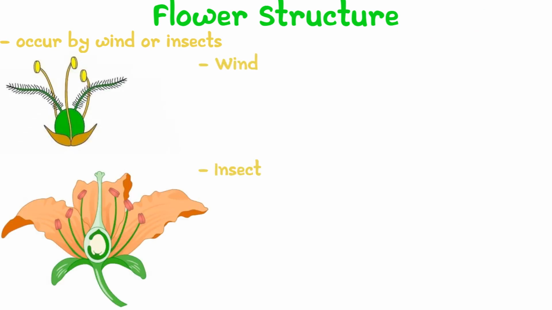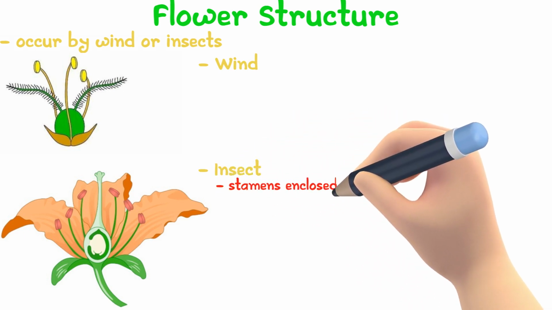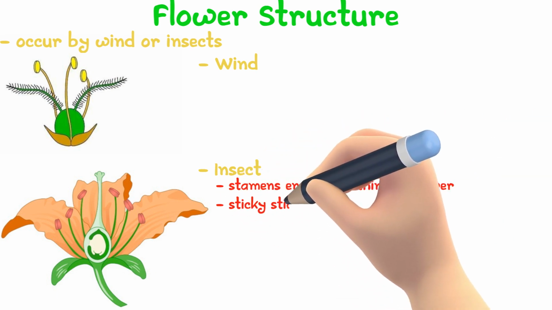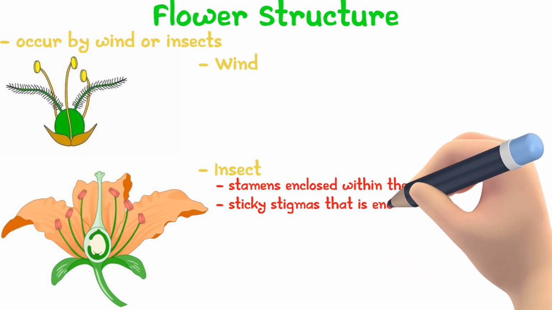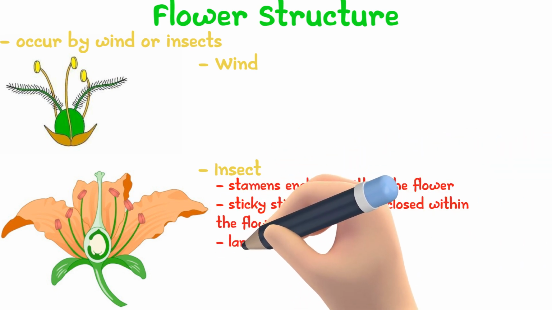Wind-pollinated plants have flowers with a different structure to insect-pollinated flowers. Here's a picture comparison. Insect-pollinated flowers have stamens enclosed within the flower so that the insect makes contact with the flower. Their stigmas are sticky to make sure that the pollen grains attach to the insect, and it is enclosed so that the insect makes contact.